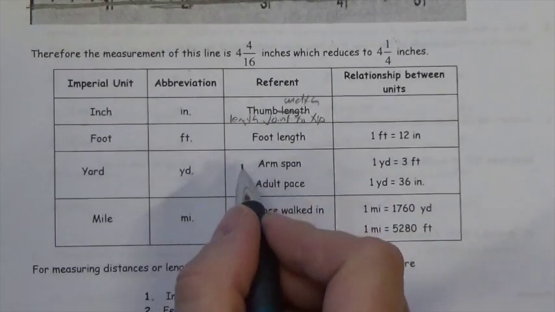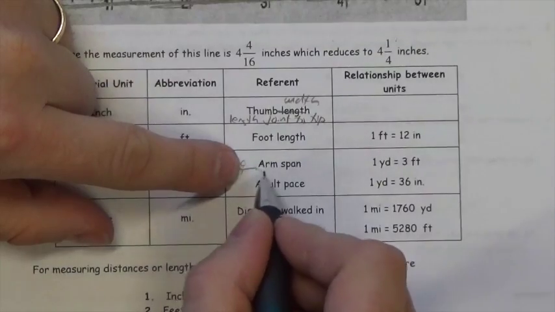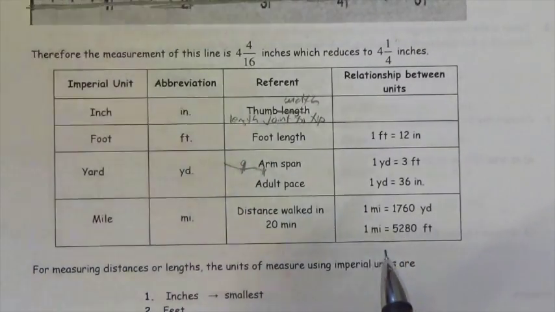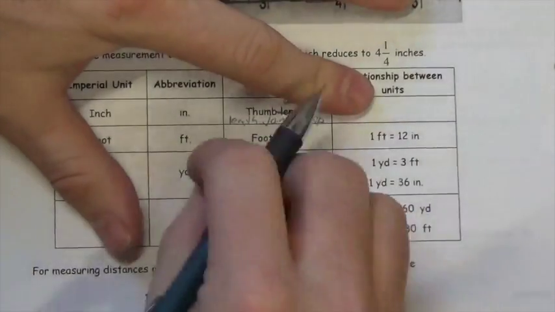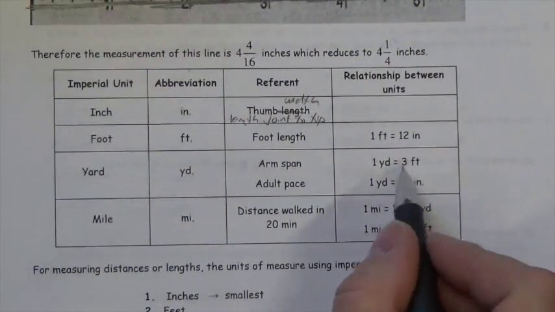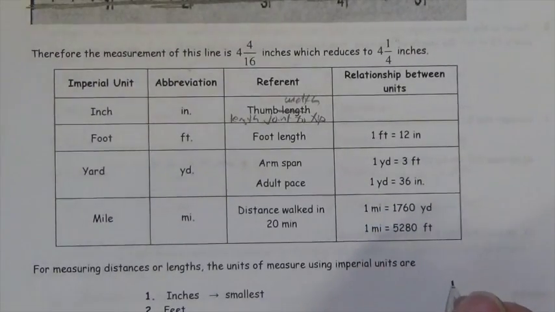Now, when we say arm span, we're not talking like if somebody puts their arms out like this from there to there. No, it's typically like you put one arm out from about your nose out to the end of your hand there. That's typically about a yard, roughly speaking. And 1 yard is 3 feet. And because each foot is 12 inches, 1 yard is 36 inches.